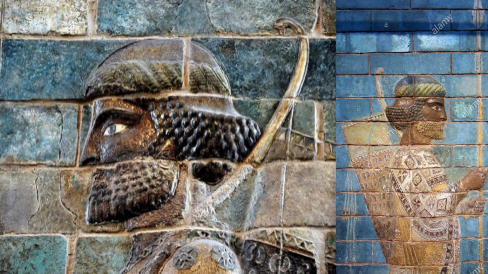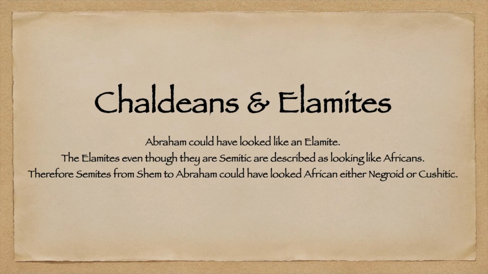Chaldeans are said to look like Elamites, and furthermore, an ancestor of Abraham, if we take the Book of Jubilees to be true, mixed with these people. So Abraham could have looked like an Elamite. The Elamites, even though they are Semitic, are described as looking African. Therefore, Semites from Shem to Abraham could have looked African, either Negroid or Cushitic.